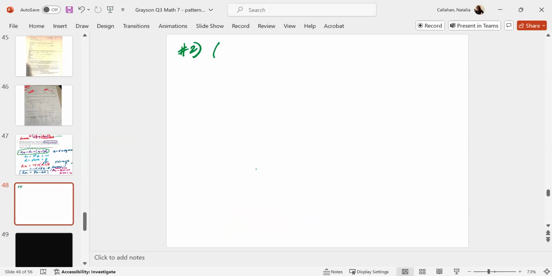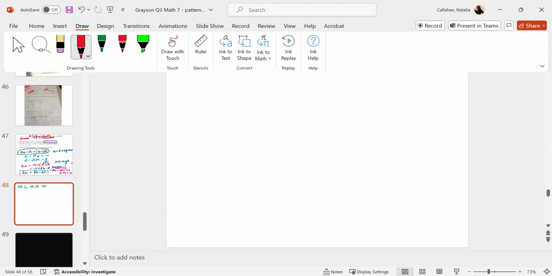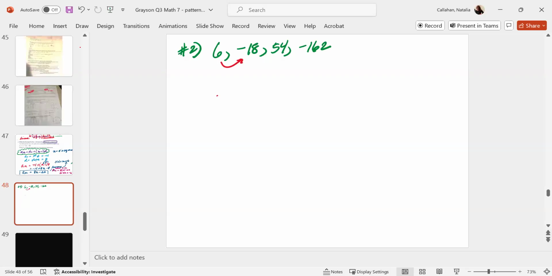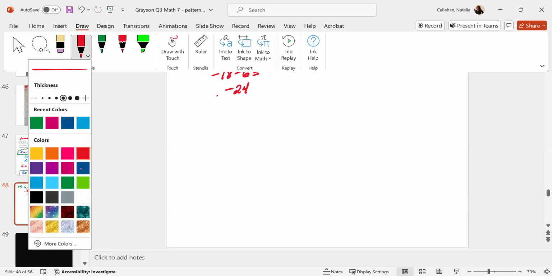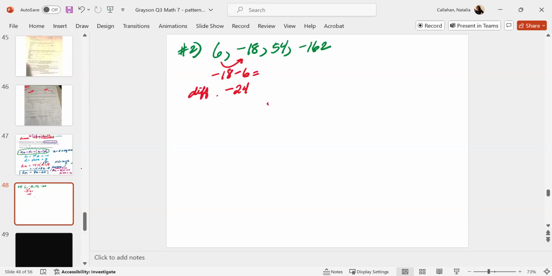6, and then what? -18. Okay. What's the next one? -160. Okay. So obviously this doesn't look like it's consistent, right? What's the first one? The first one you could do is -18 minus 6. You can go ahead and do that, correct? Yeah. So what is it? So it's like +24 from 6. Right, but you're subtracting 24, right? Yes. The difference, well, not subtracting, but I'm saying the difference, right?